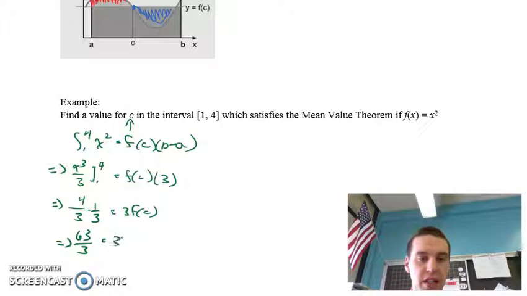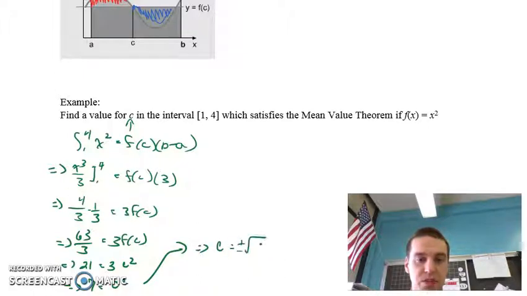So we can say this is 21 equals 3 f of c, well, it's just going to give us c squared. Well, we can divide that, so we can get 7 equals c squared, and so we can say that c equals plus or minus square root of 7. Now, we know that we're within the interval of 1 to 4, and so therefore we know that c has to equal the square root of 7.